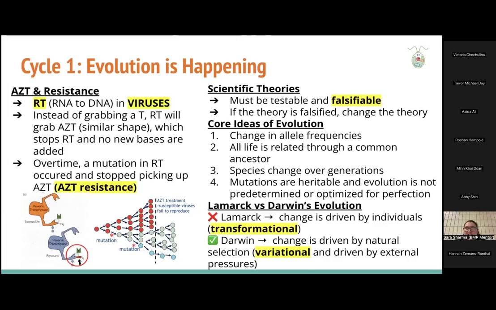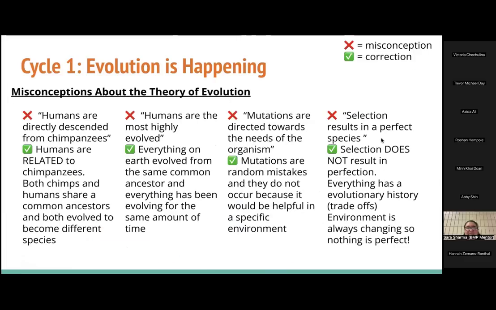However, that's incorrect. And that's where Darwin proves him wrong, where he says that change is driven by natural selection as well as more of a variational approach, and it's driven by external pressures and how that change occurs across multiple generations. Next slide, please.